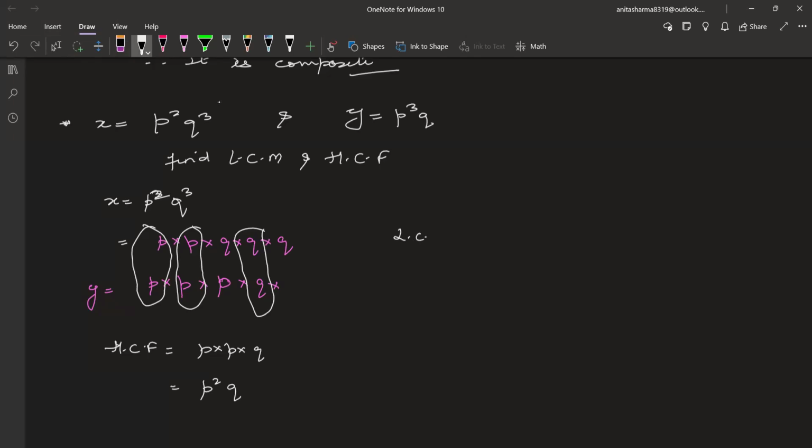Then what about LCM, Rizwana? LCM would be P cube Q cube. Because HCF will remain the same, then multiply the rest of the factors, Q square and P. Then it will be P cube, Q cube. Understood, children, how you will write this? Please note this.